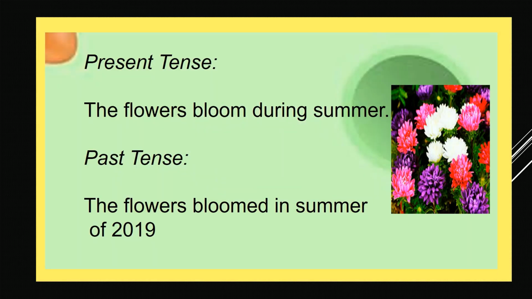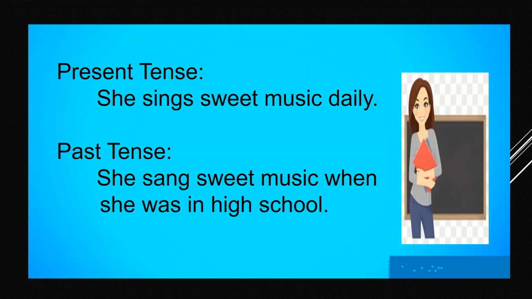In the present tense, we say the flowers bloom during summer. In the past tense, we say the flowers bloomed in summer of 2019. In the present tense, we say she sings sweet music daily. In the past tense, we say she sang sweet music when she was in high school.